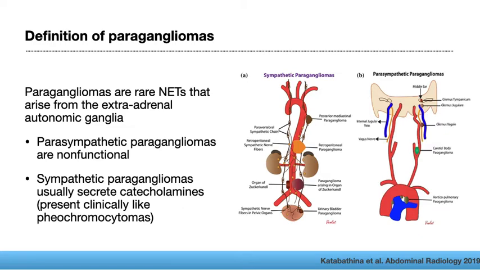And when we look at panel A, we can see that sympathetic paragangliomas arise from the paravertebral sympathetic chain anywhere in the thorax, abdomen, and pelvis. The most common site is paraganglioma of the organ of Zuckerkandl. Other examples include posterior mediastinal paraganglioma, retroperitoneal paraganglioma, and urinary bladder paraganglioma. Sympathetic paragangliomas usually secrete catecholamines, and clinically, they are indistinguishable from pheochromocytoma.